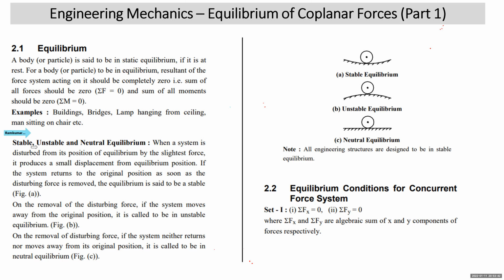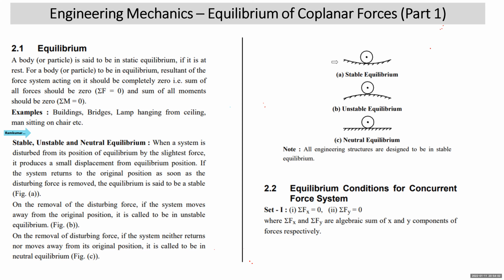Three types of equilibrium, students, we come across: stable, unstable, and neutral equilibrium. Types of equilibrium have nothing much to do with the solution of the problems of equilibrium, but still we need to understand the different types of equilibrium. Can you see on this side? There are three balls kept on three different types of surface.